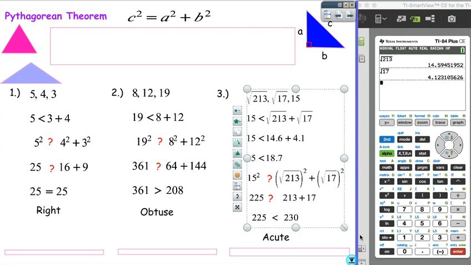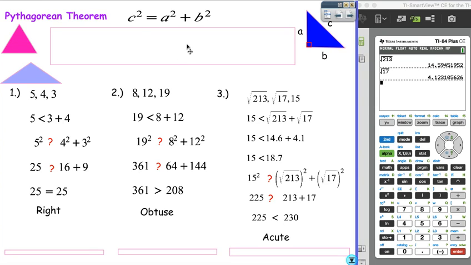Okay, so to figure out if we can have a triangle using three different side lengths, we first use the triangle inequality. So we pick the longest side and then compare it to the sum of the two other sides. And to determine the type of triangle that we form, we're going to square each side and compare the sum of the two smaller sides to the longest side squared.